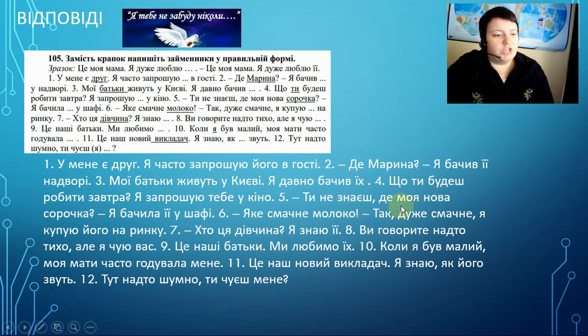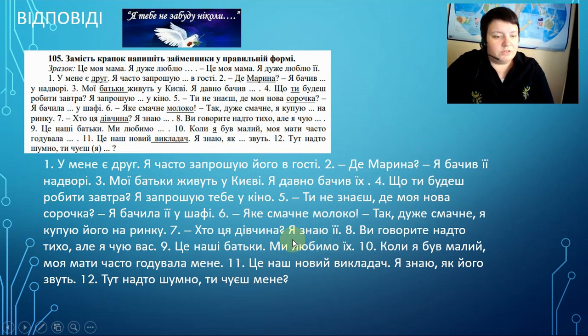Ти не знаєш, де моя нова сорочка? Don't you know where my new shirt is? I saw it in the wardrobe. Я бачила її у шафі. Сорочка, grammatically feminine. In accusative case, we replace it with the pronoun її. Яке смачне молоко? What a delicious milk. Так, дуже смачне. Я купую його на ринку. Yes, really delicious. I buy it at the market. Again, молоко, grammatically neuter. In accusative case, we replace it with його.